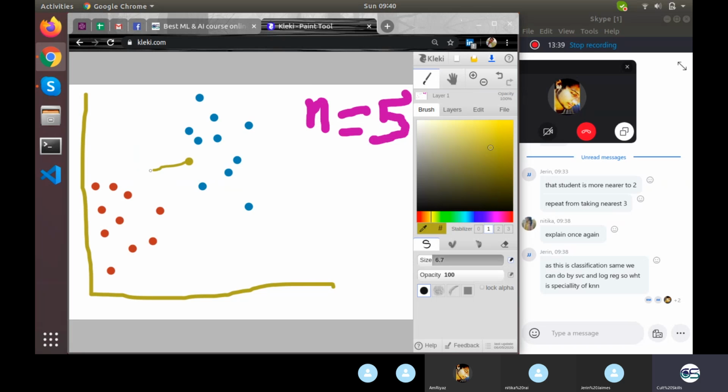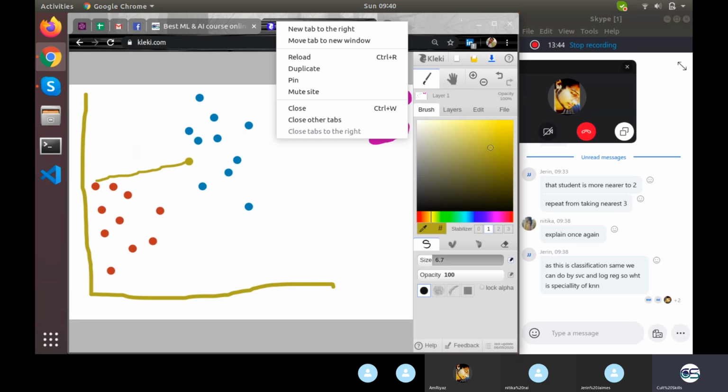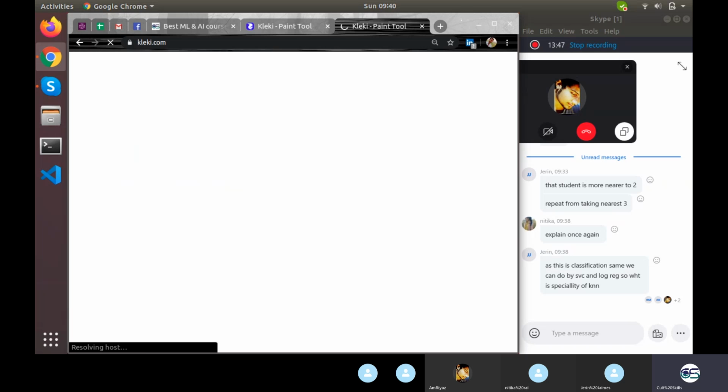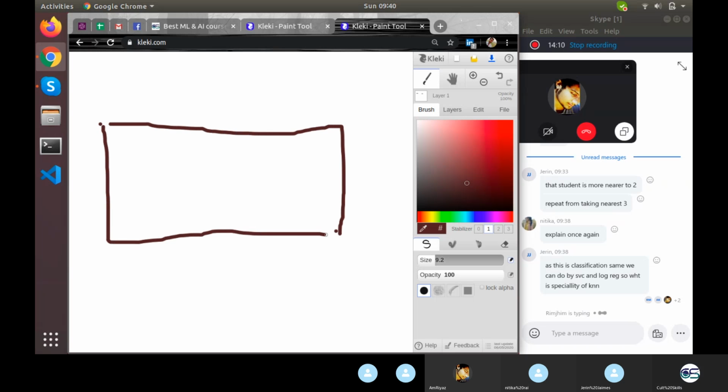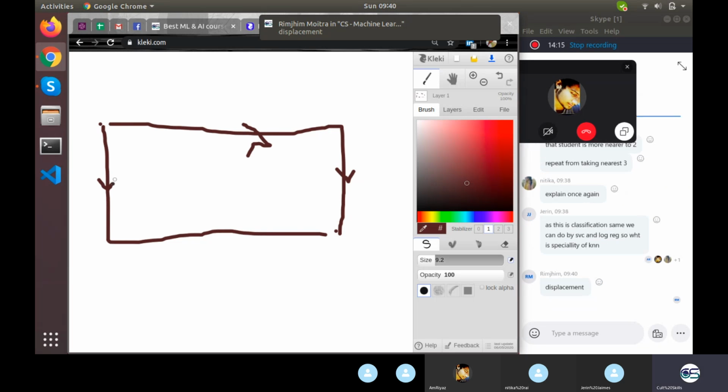Which distance? Euclidean distance, not Manhattan distance. I hope you know what Euclidean distance or Manhattan distance is. Euclidean distance is something where there is a point right here and there is a point right here, so Euclidean distance will be something like this. And there are other forms of distance which are something like this, or this way, or this way.